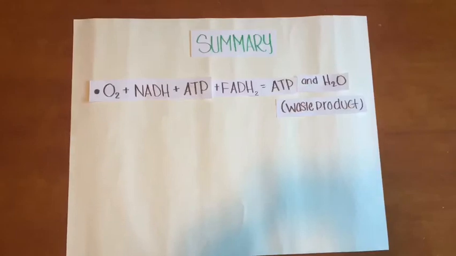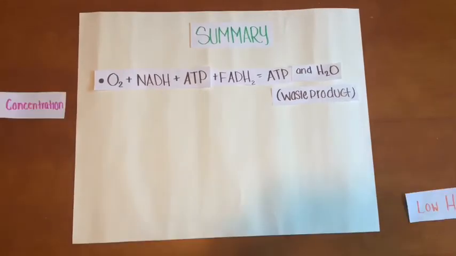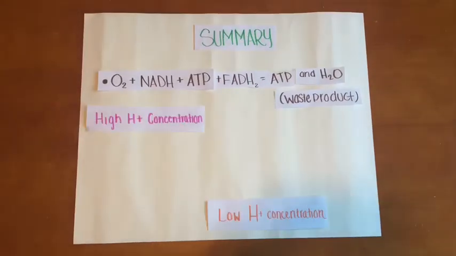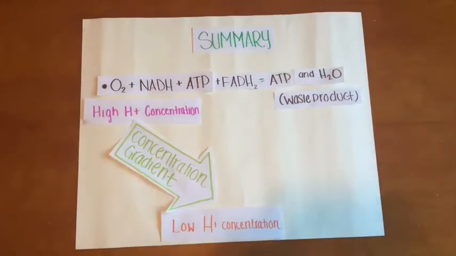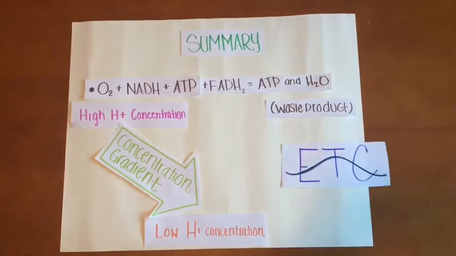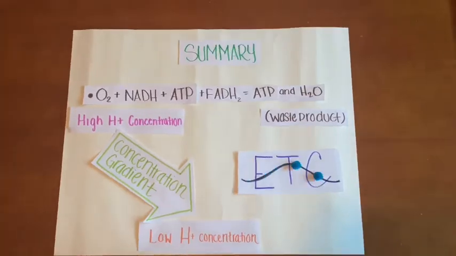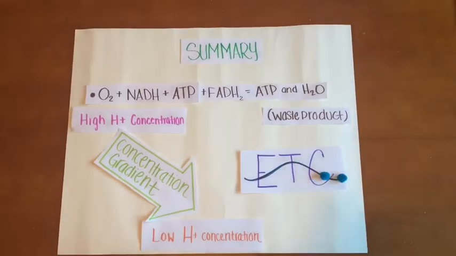The process fundamentally is O2, NADH, ADP, and FADH2 being used to make ATP with a waste product of H2O. It does so by creating a high to low H+ concentration gradient, where electrons are shuttled through the electron transport chain to release energy and eventually form ATP using the enzyme ATP synthase.